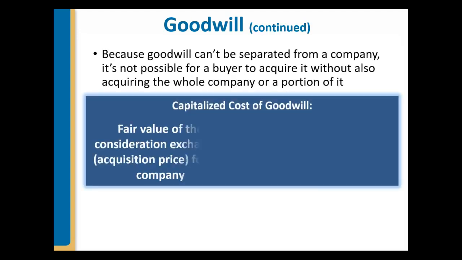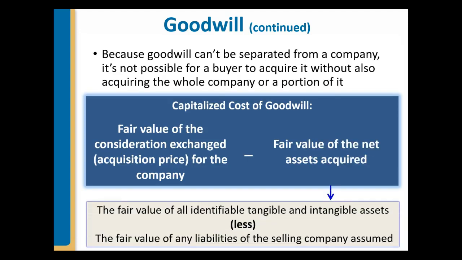Because goodwill can't be separated from a company, it's not possible for a buyer to acquire it without also acquiring the whole company or a portion of it. Goodwill will appear as an asset in the balance sheet only when it is purchased in connection with the acquisition of control over another company.